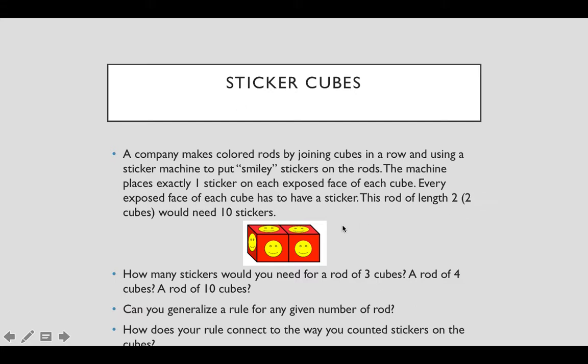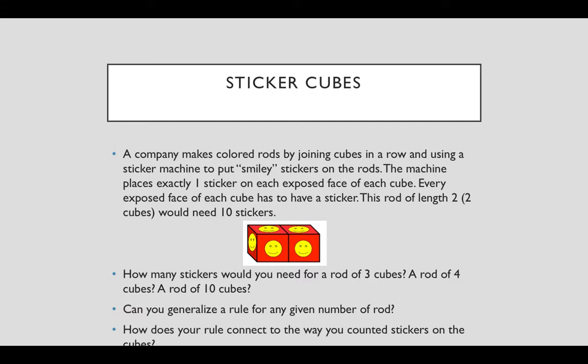What I'd like you to figure out is how many stickers you would need for a rod of 3 cubes, for a rod of 4 cubes, for a rod of 10 cubes, and then I'm going to ask you to see if you can generalize a rule for any given number of rod. And then we're going to say, how does our rule connect to the way that we counted stickers on the cubes? So for example, that last question ties back to what we said in the clinking glasses problem.